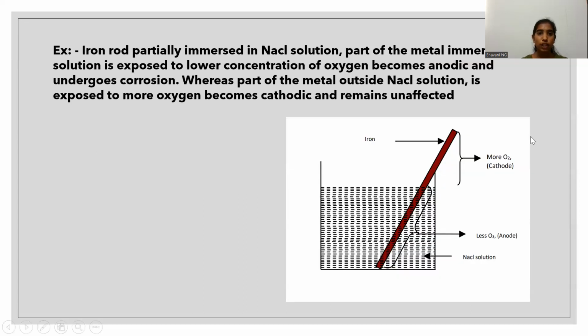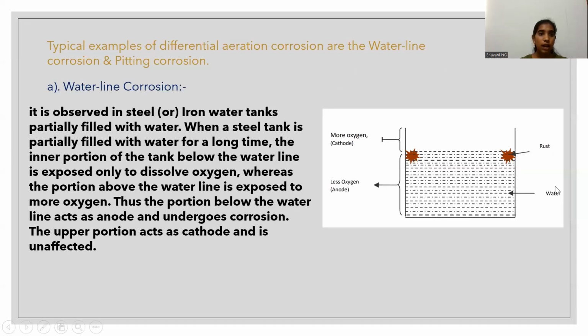Example: iron rod partially immersed in NaCl solution. Part of metal immersed in solution is exposed to lower concentration of oxygen, becomes anodic and undergoes corrosion, whereas part of metal outside NaCl solution is exposed to more oxygen, becomes cathodic and remains unaffected. Typical examples of differential aeration corrosion are the waterline corrosion and pitting corrosion.